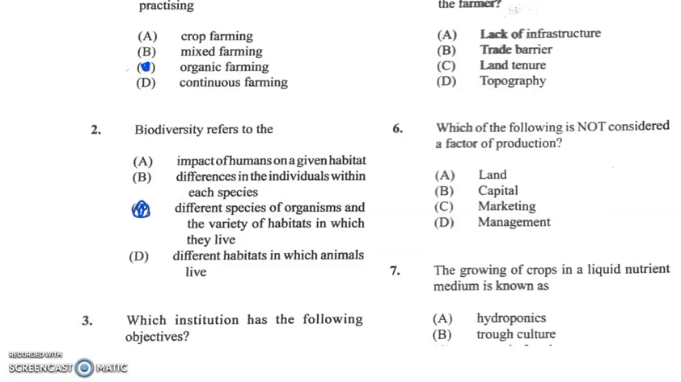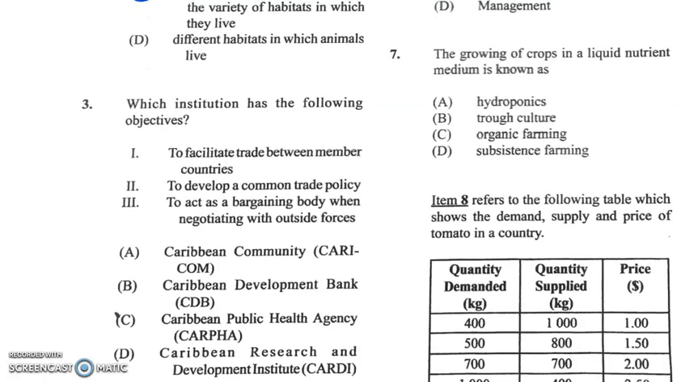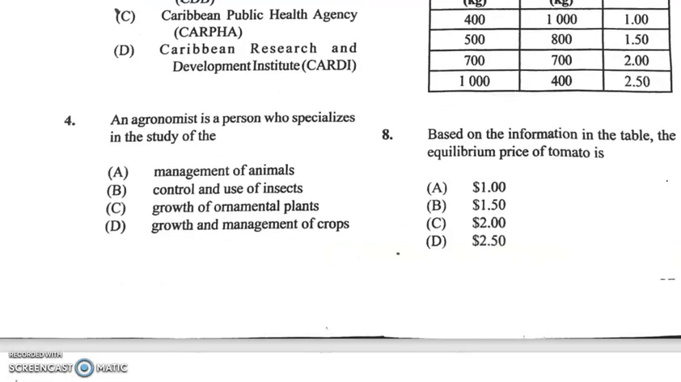Question 3. Which institution has the following objectives? 1. To facilitate trade between member countries. 2. To develop a common trade policy. 3. To act as a bargaining body when negotiating with outside forces. And the answer to question 3 is CARICOM, A. Question 4. An agronomist is a person who specializes in the study of the growth and management of crops. D.